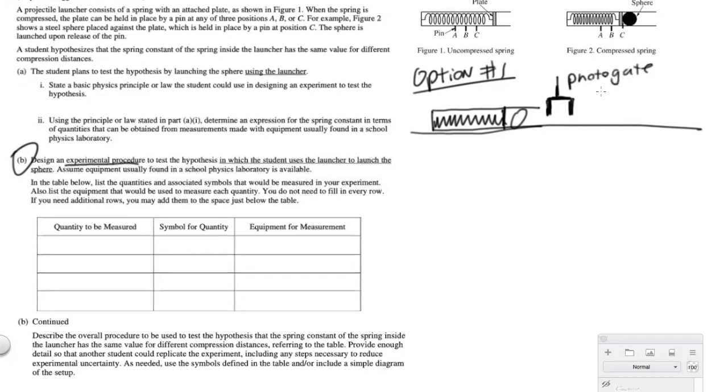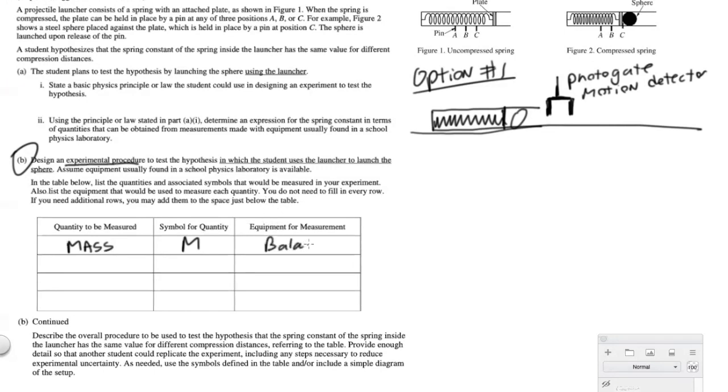Or you could just call it a motion detector. Okay, so the quantities that we're going to measure. We're going to want to measure the mass. The symbol for the quantity is m, and we're going to use a balance.